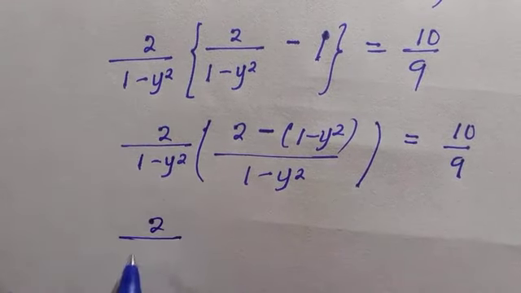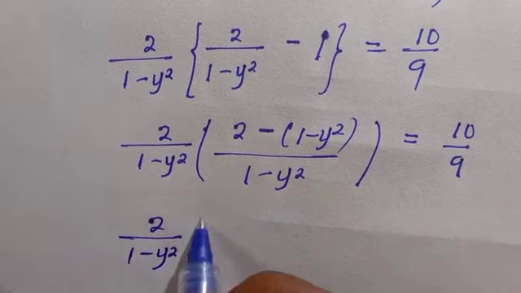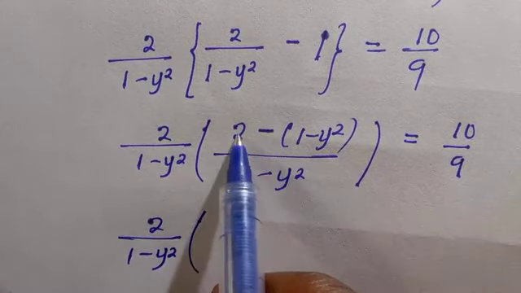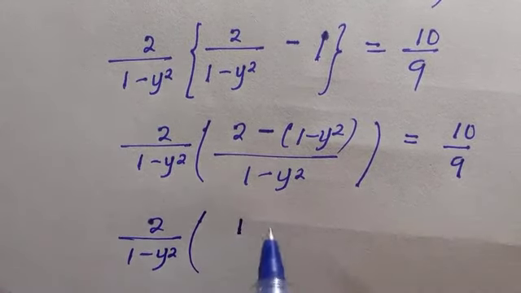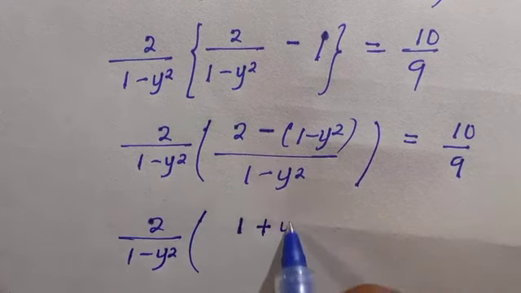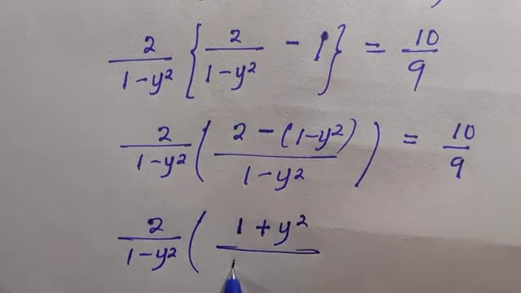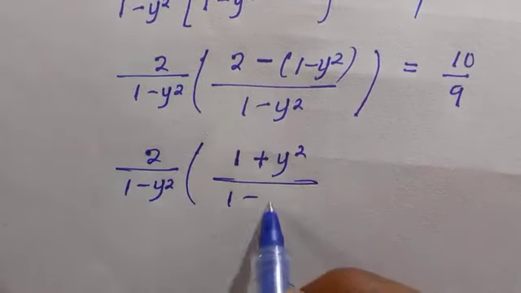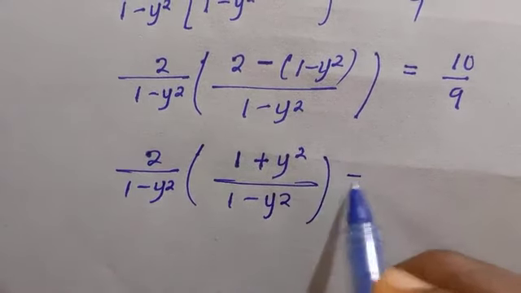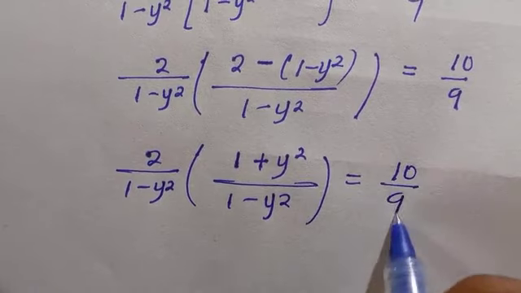And the next thing is we have 2 over (1 minus y) squared outside the bracket. For this, we multiply out with the negative, and 2 minus 1 is just 1. Then plus y squared, because minus times minus y squared is plus y squared, and everything divided by (1 minus y) squared equals 10 divided by 9.